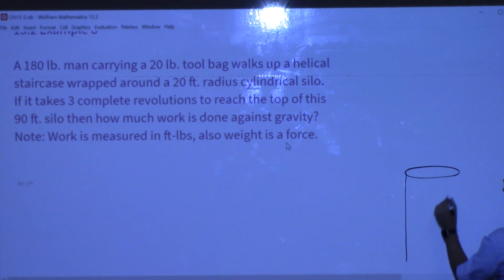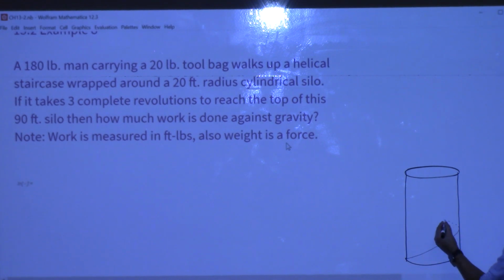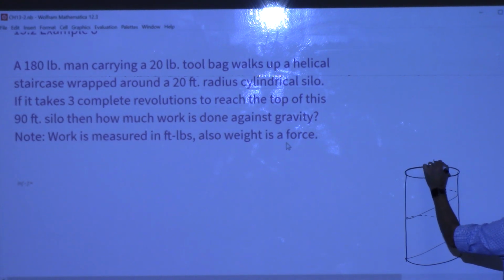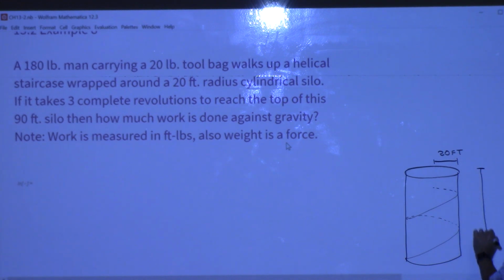cylindrical silo, and we have a staircase that is wrapped around this silo, so that the staircase goes around the back side, comes back around, right? Goes around, and how many rotations? It takes 3 complete revolutions to go up. Okay, so we know that this is a 20-foot radius. And anything else? 90 feet tall. 90 feet tall, so it's 90 feet.